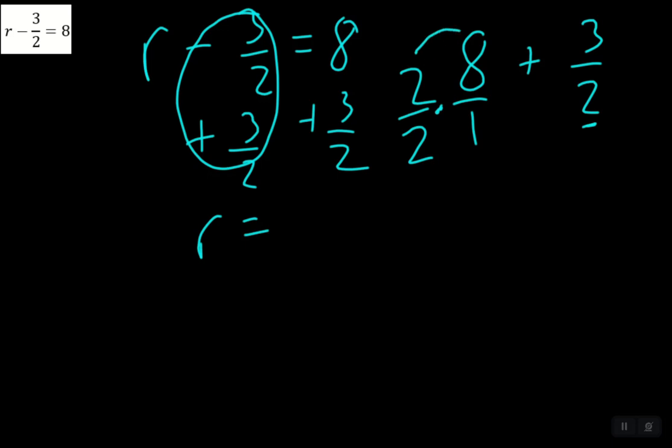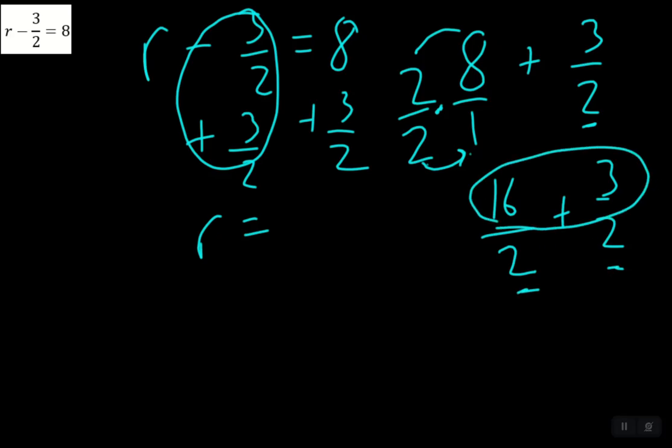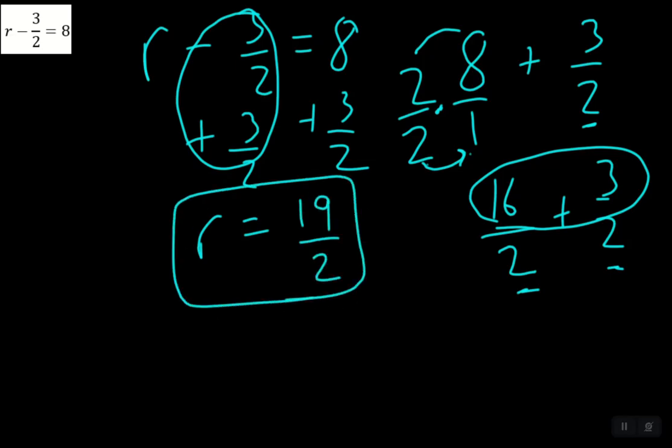Okay, so we do top times top. 2 times 8 is 16. 2 times 2, bottom times bottom, 2 times 1 is 2, plus 3 over 2. We now have a common denominator, and so we can add what's on the top. 16 plus 3 is 19 over 2. Okay, let's go ahead and take a look at one more example.